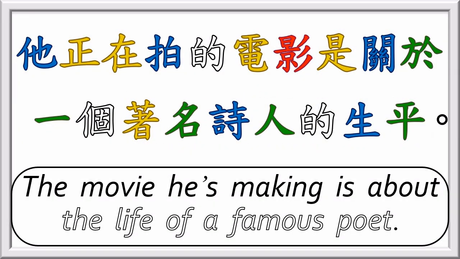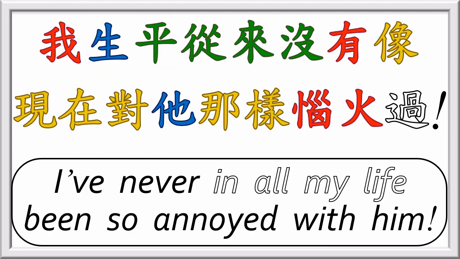他正在拍的电影是关于一个著名诗人的生平。The movie he's making is about the life of a famous poet. 我生平从来没有像现在对他那样恼火过。I've never in all my life been so annoyed with him. Notice in this example that many Chinese speakers use 平生 and 生平 interchangeably when referring to oneself, who is obviously not dead. But there actually is a difference.